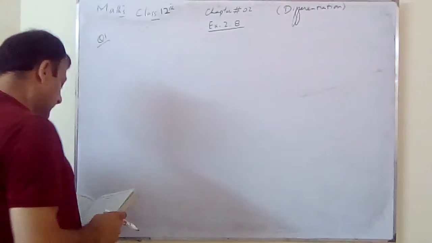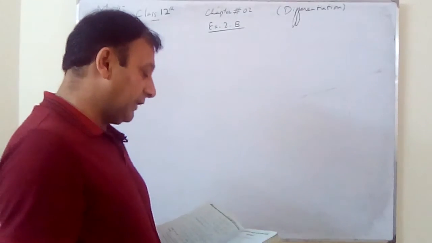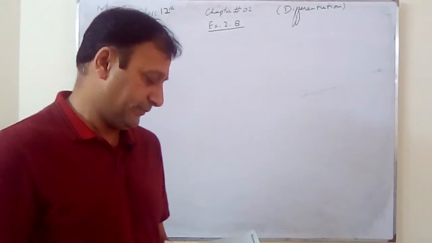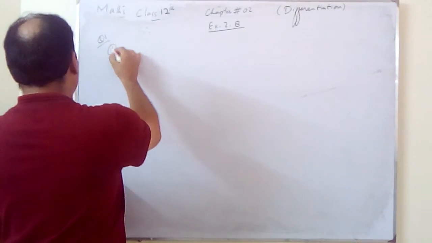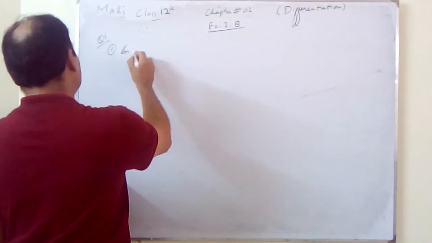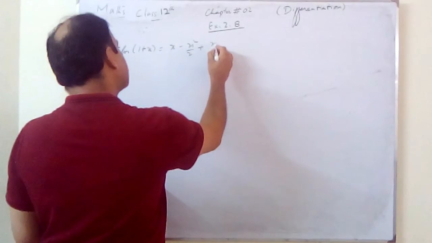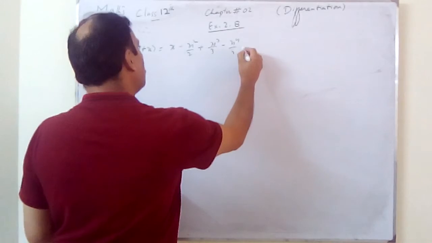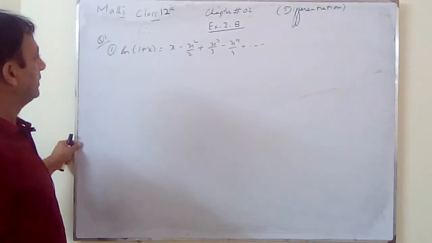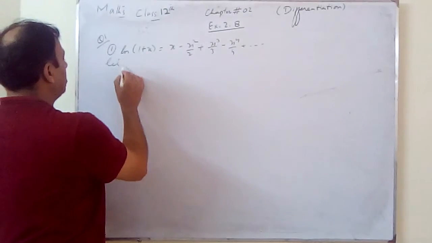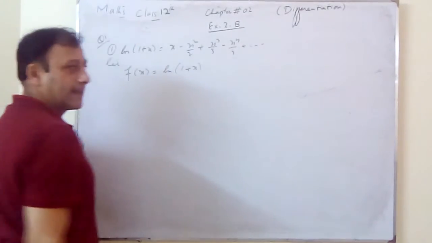He is saying in the question, apply the Maclaurin series expansion to prove that. This Maclaurin series is also known as Maclaurin theorem, but normally we say Maclaurin series. Part 1: log of 1 plus x is equal to x minus x square by 2, plus x cube by 3, minus x4 by 4, plus so on. Let f of x is equal to log of 1 plus x.